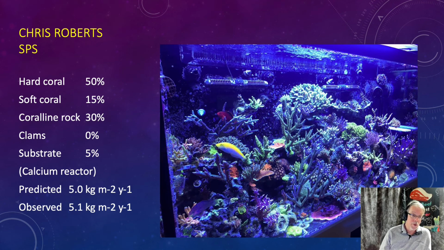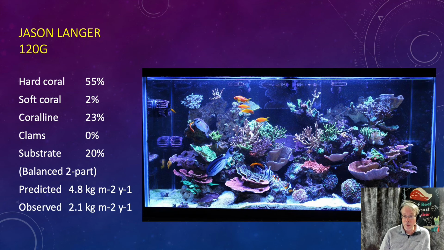Another tank from Chris Roberts, similar sort of calcification: the prediction is 5 calcification units. The observation is 5 calcification units. And then Jason Langer's aquarium in 2017, the prediction was maybe 5 calcification units. The observation was around 2. So the model was a little high in this case. I'm not sure exactly why that is.